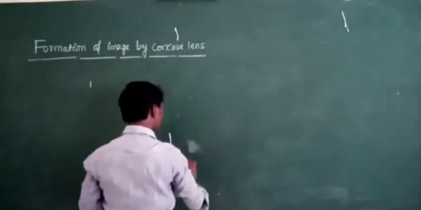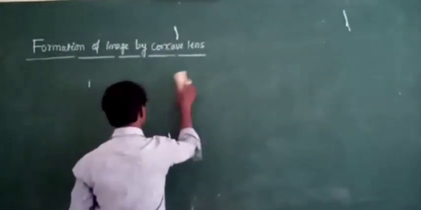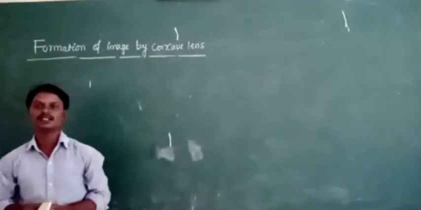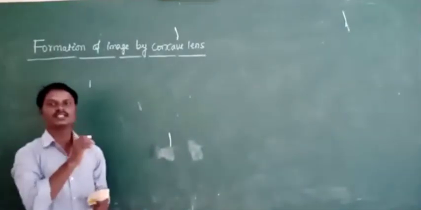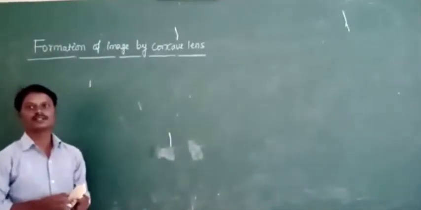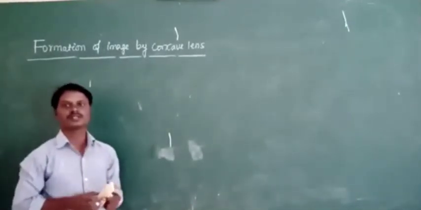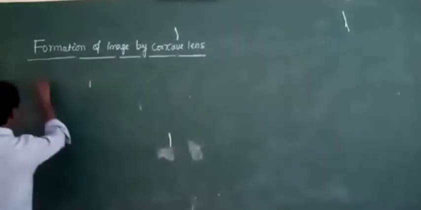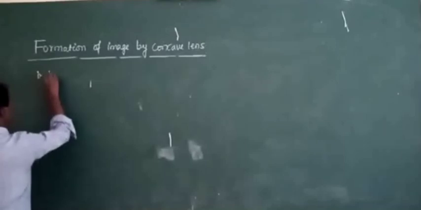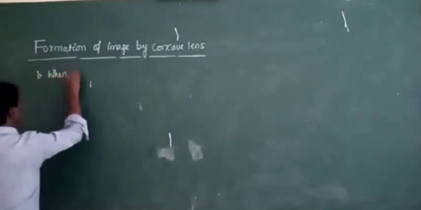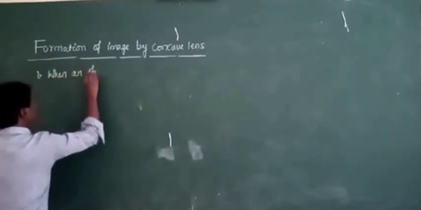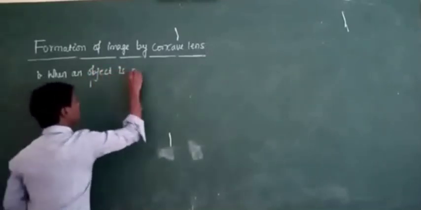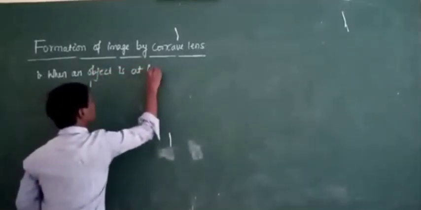But here, in case of concave lens, there are two possibilities. What are those possibilities? When the object is at infinity and when the object is in between infinity and optical center of the concave lens. We are going to consider only these two possibilities in case of concave lens. First one, when an object is at infinity.